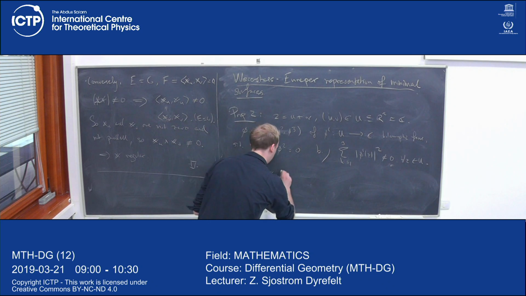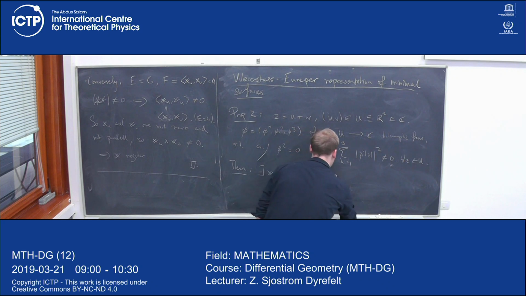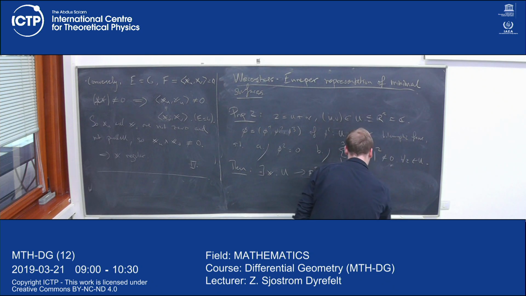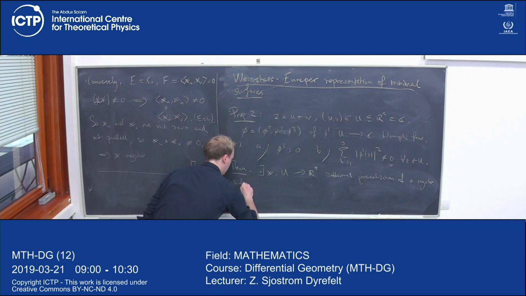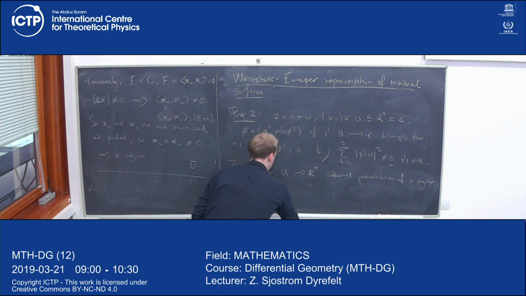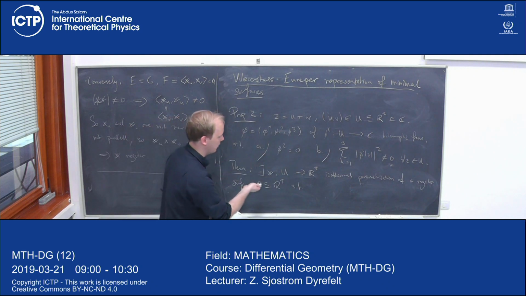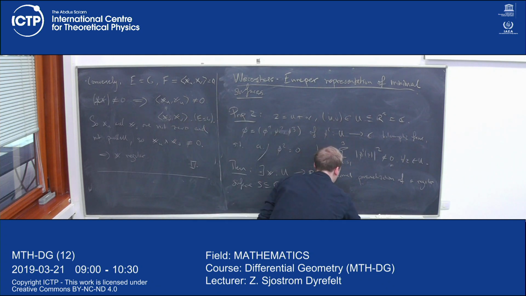So then there exists some x from U to R3, an isothermal parameterization of a regular surface in R3, such that, moreover, we can write phi in exactly the way that we had in the earlier proposition, such that phi is equal to x_u minus i x_v.